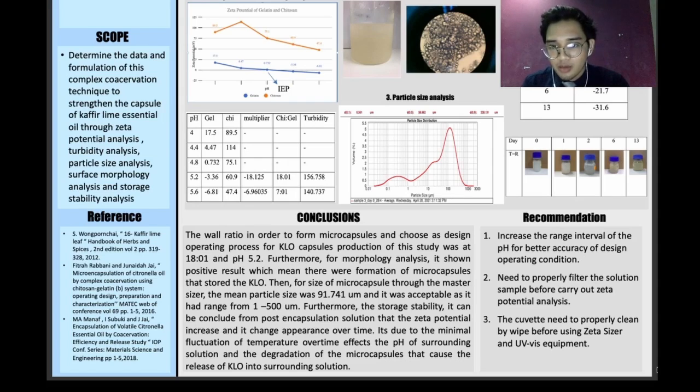And lastly is the recommendations. The first one is to increase the range interval of pH for better accuracy of the design operating condition. The second one is to properly filter the solution sample before carrying out zeta potential analysis. The last one is that the cuvette needs to be properly cleaned by wiping before using the Zetasizer and UV-Vis equipment.